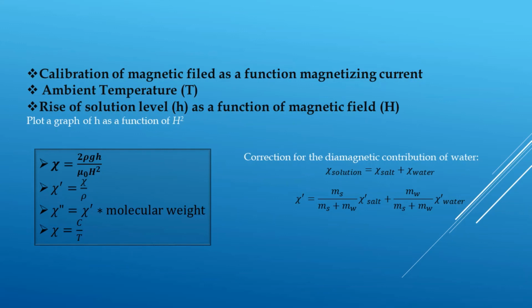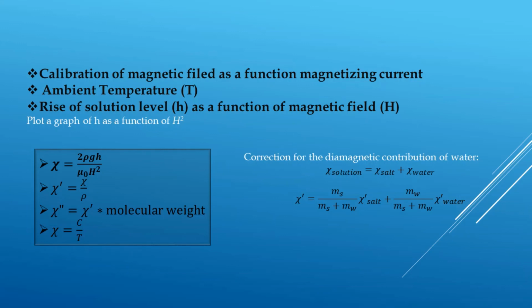Now there must be a correction, because there is water in the solution, right? So the diamagnetic contribution of the water should be corrected. So the total susceptibility of the solution is the susceptibility of the salt plus the susceptibility of the water.